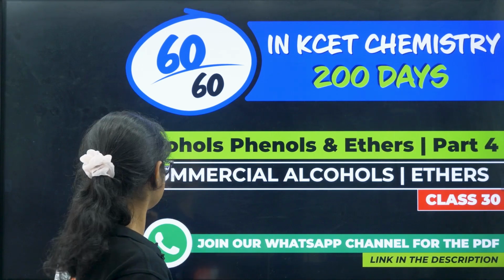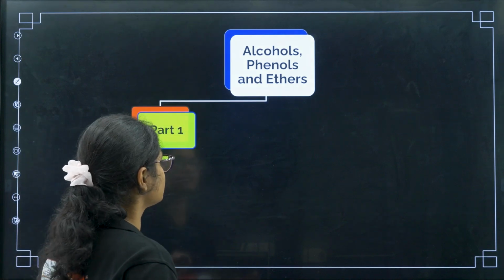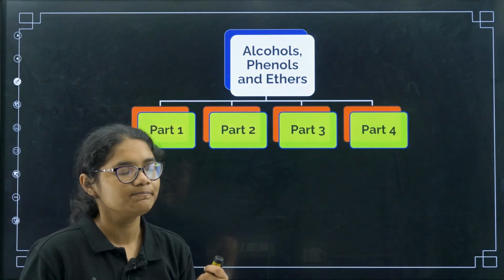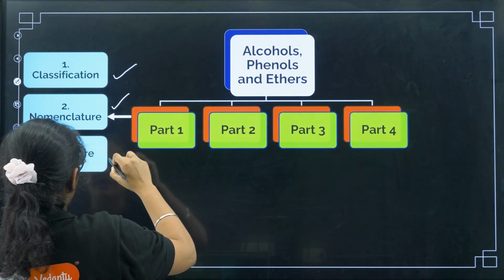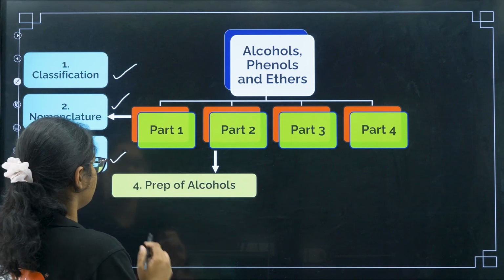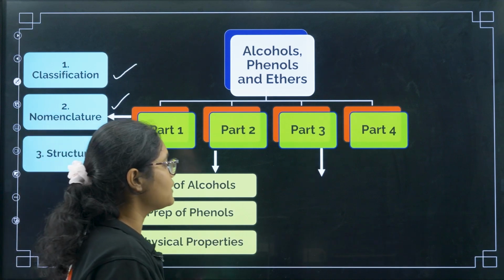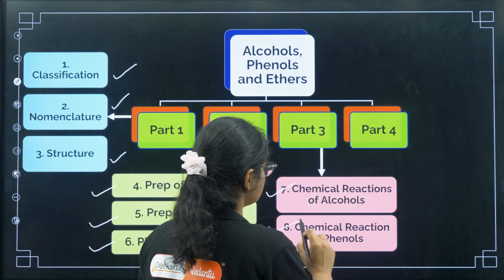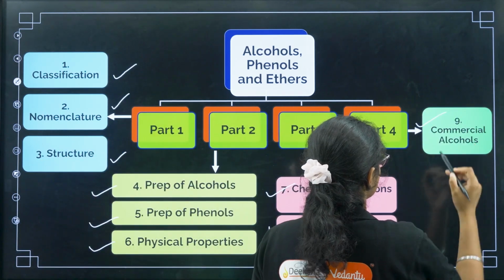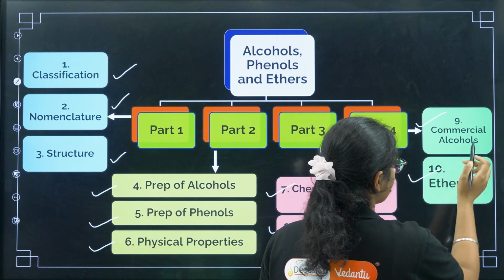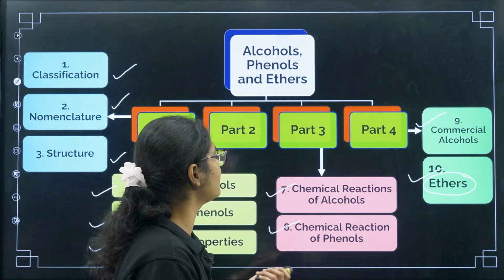Okay, so first of all, as every class we discuss how we have covered this chapter. This is actually important so that when you revise you should know how many parts are there. So there are 4 parts in this chapter. First part we have already covered: classification, nomenclature and the structure. In part 2, we have discussed preparation of alcohols, preparation of phenols and the physical properties. In part 3, we discussed chemical reactions of alcohols and chemical reactions of phenols. Next, very important, part 4, here we have discussed commercial alcohols, and today we are going to discuss commercial alcohols and everything about ethers. So now let's get started.